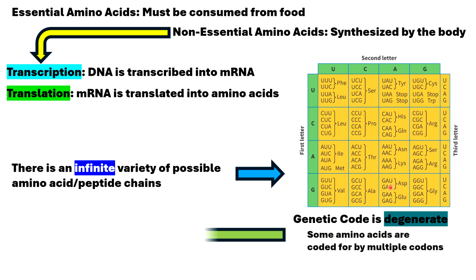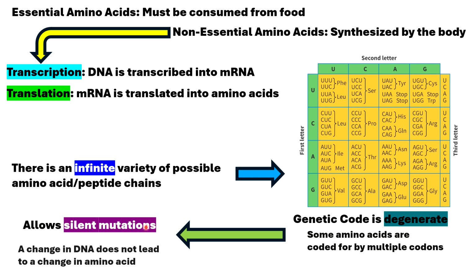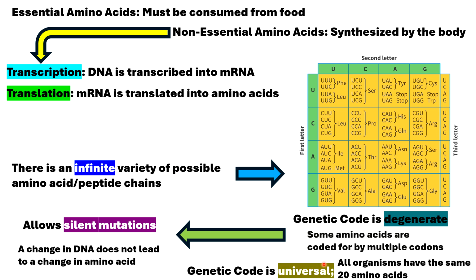Pretty simple. Now, this allows for silent mutations, which is essentially when you change one of the codons. For example, you replace UUU with UUC. You do this replacement, but it doesn't change which amino acid is produced because it's still PHE. Understand? Any questions can go in the comments as well. Now, the genetic code is also universal, which basically means that all organisms in the world have the same 20 amino acids.